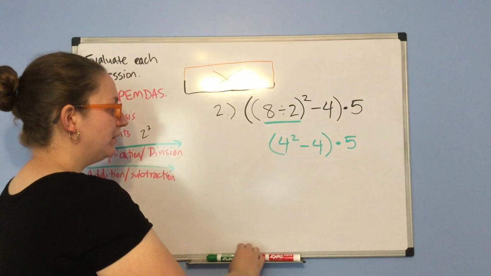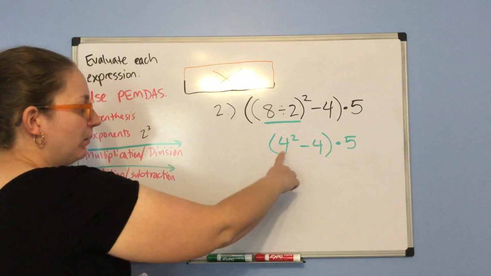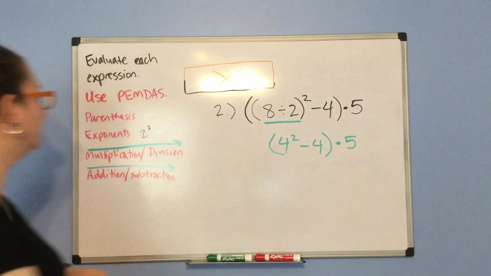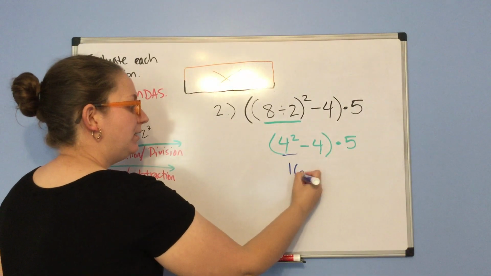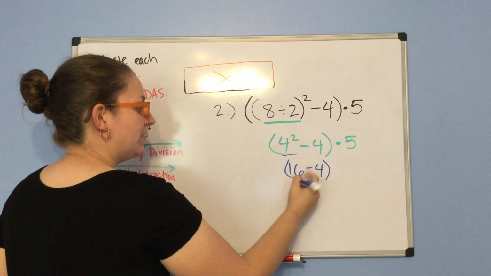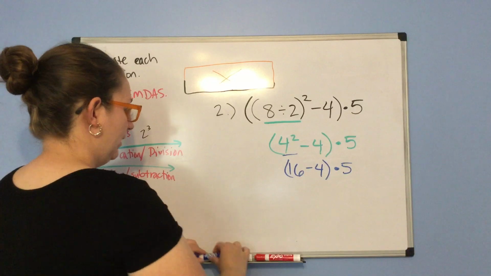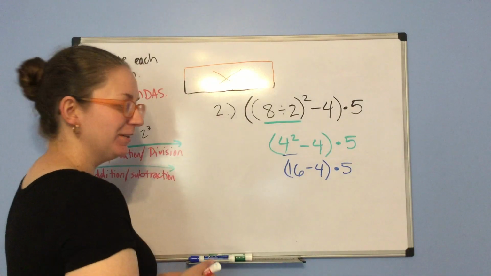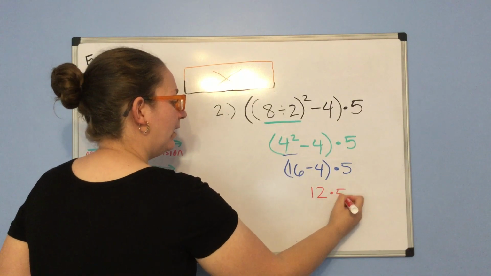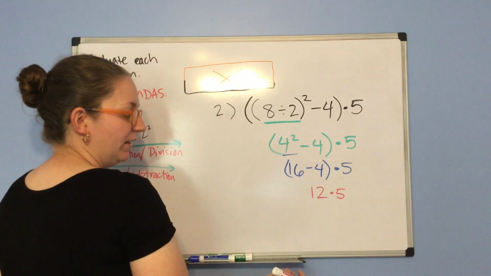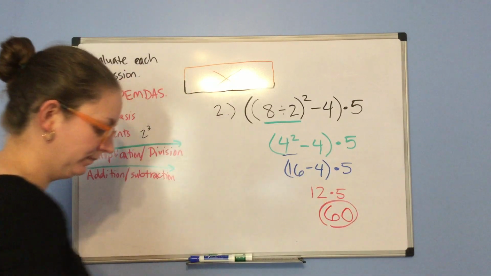5. Within our set of parentheses, so looking at just what's inside here, we want to follow the order of operations. Would I do the exponent first or subtract first? Exponents would happen next. So 4 squared is 16. I still need parentheses around that because I'm not done with everything inside there. Then I subtract. 16 minus 4 is 12. I got rid of the parentheses here because I was done with everything inside them. And then 12 times 5 gives us 60 for our final answer.